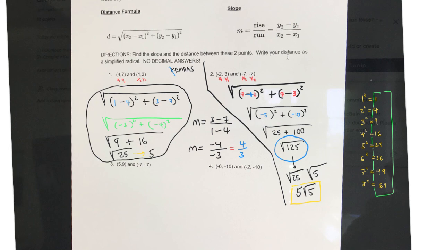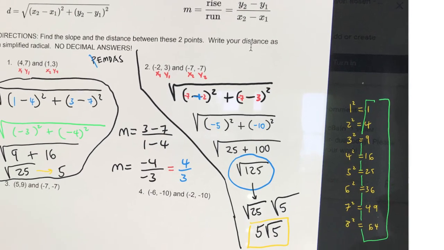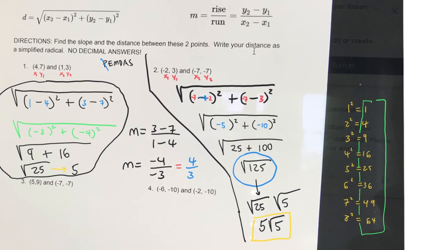Now I'm hoping there are going to be more opportunities to practice that. And since there might be more opportunities to practice that, I'm going to leave this list of perfect squares over here. In the meantime, we're going to find the slope between these 2 points here. We're going to find the slope.